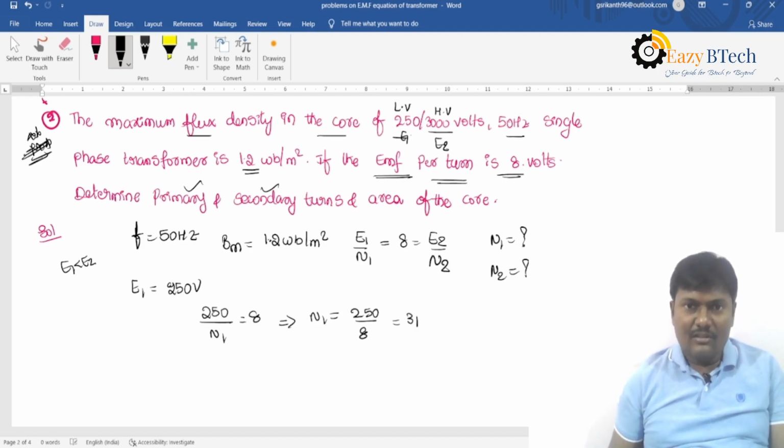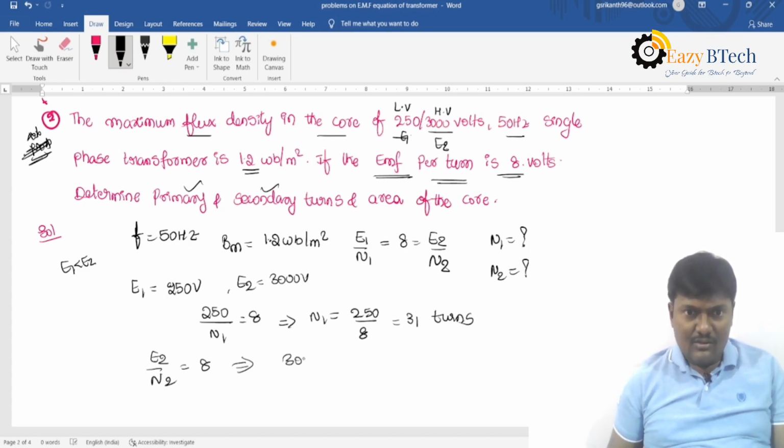So approximately equal to 31, and 31 number of turns. And E2 by N2 is also 8, E1 by N1 is 8. So what is E2 now? E2 is equal to 3000 volts.